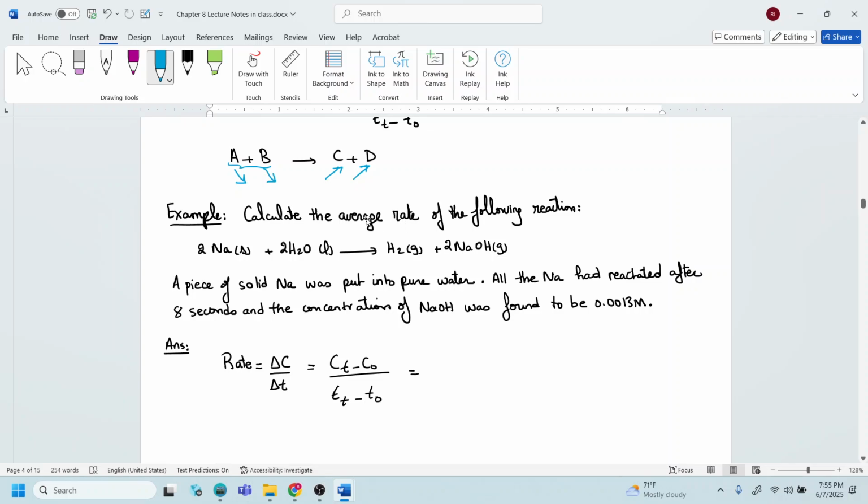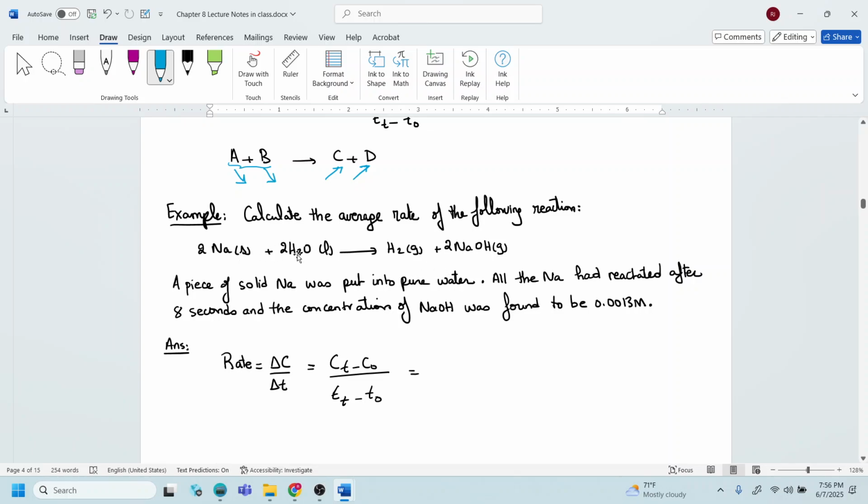Calculate the average rate. So this is the equation for the rate. You don't have to memorize it, we can put it on the cheat sheet. So calculate the average rate of the following reaction. We have sodium plus water gives hydrogen and sodium hydroxide. A piece of solid sodium was put into pure water. So this is the reaction.